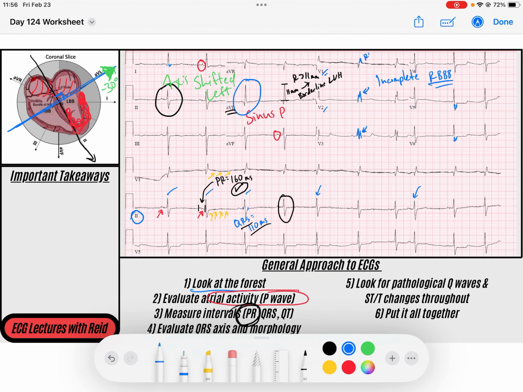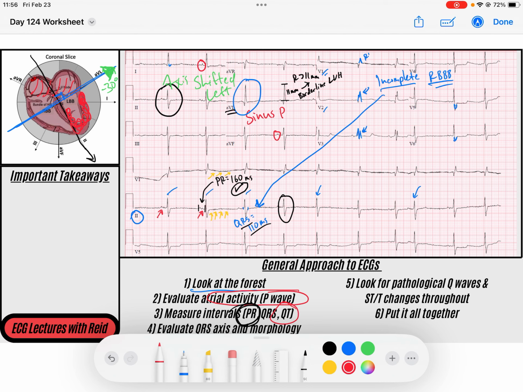It's incomplete because the QRS is still narrow, right? So a complete right bundle branch block requires a wide complex QRS, but here we have a narrow complex QRS with that right bundle branch block type of morphology, type of conduction, late forces. So we have just a little bit of a right bundle branch block, incomplete block. Alrighty, so we've done that.